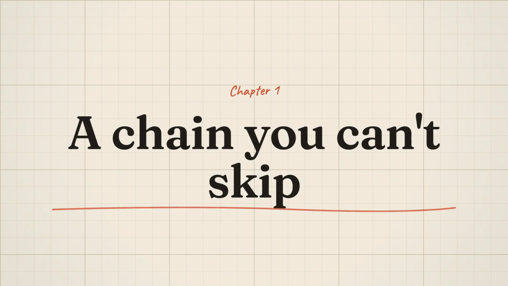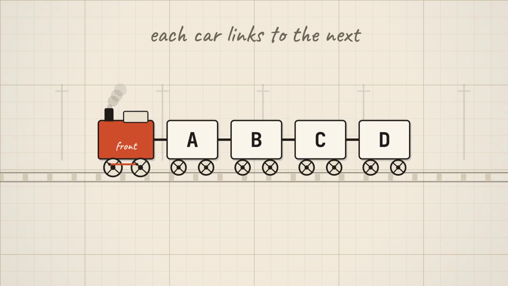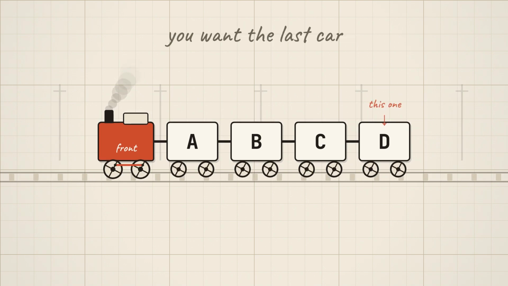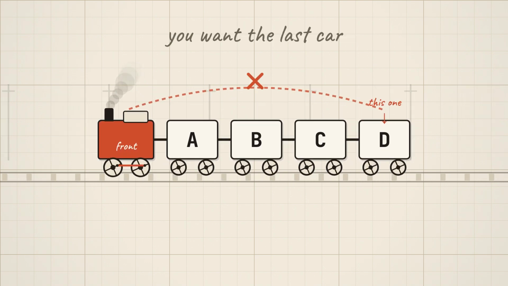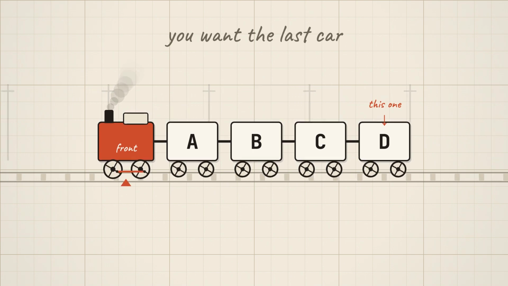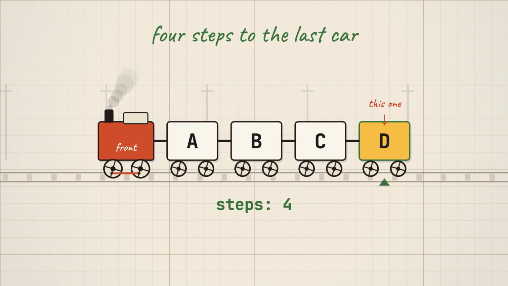Some data is a chain, each piece linked to the next. A simple idea, with one surprising catch. Picture a train, 4 cars, and each car couples to just the one behind it. Now you want whatever is in the last car, so can you jump straight to it? No, you have to start at the front and walk down the line. The first car, the second, the third, and finally the fourth.